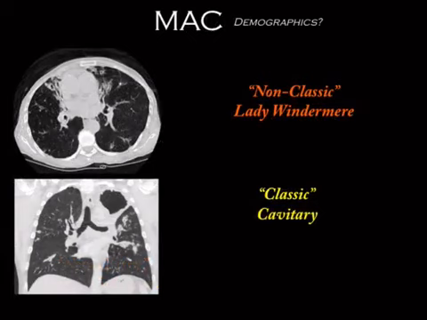So what are the demographics? The Lady Windermere is the old lady. It's just not ladylike to cough. So these are old people who don't cough. It's sort of an indolent infection, hangs out forever. The classic, or the cavitary type, is an old person who smokes. A COPD-er, old white guy who smokes. So remember, not all Mycobacterium is TB.